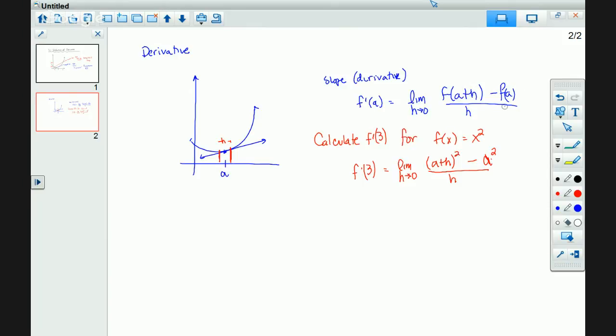F of a is a squared. Because it's saying f of a plus h is a plus h squared. And then you put it... Not yet. Well, you can. You'll put it in later.